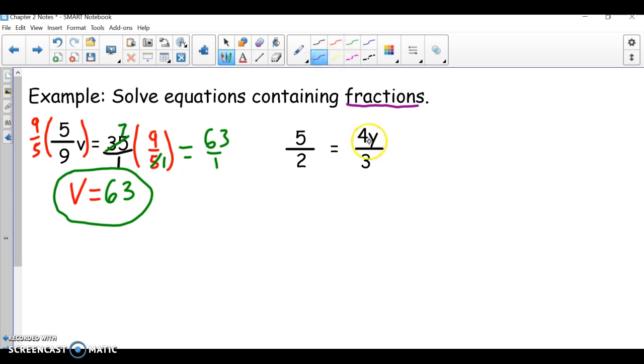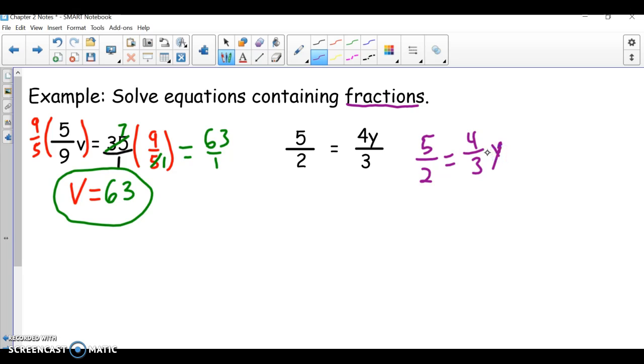This next problem looks a little more confusing. It says 5/2 equals 4y over 3, or 4y divided by 3. This looks like it has two operations. It looks like 4 times y divided by 3. But we can rewrite that. We can think of this problem in the same manner as the previous one. 5/2, or 5 over 2, equals 4/3 times y. 4 times y divided by 3 is the same as 4/3 times y.